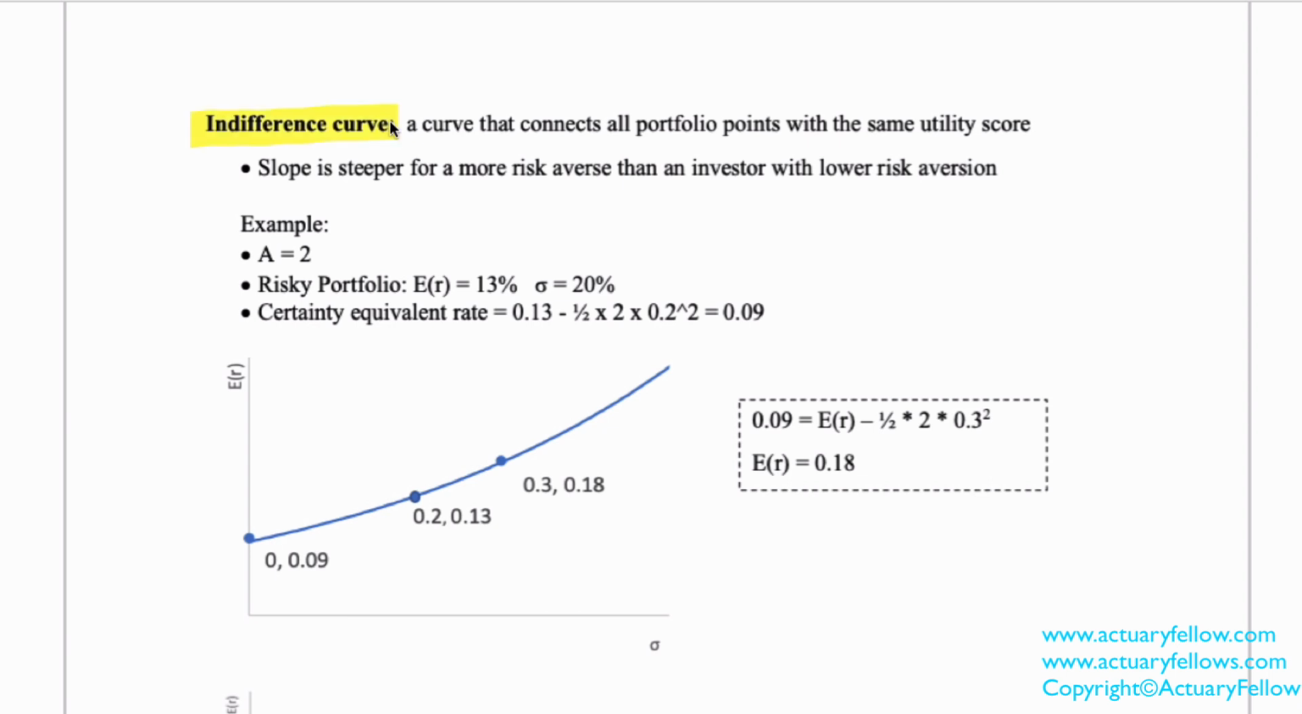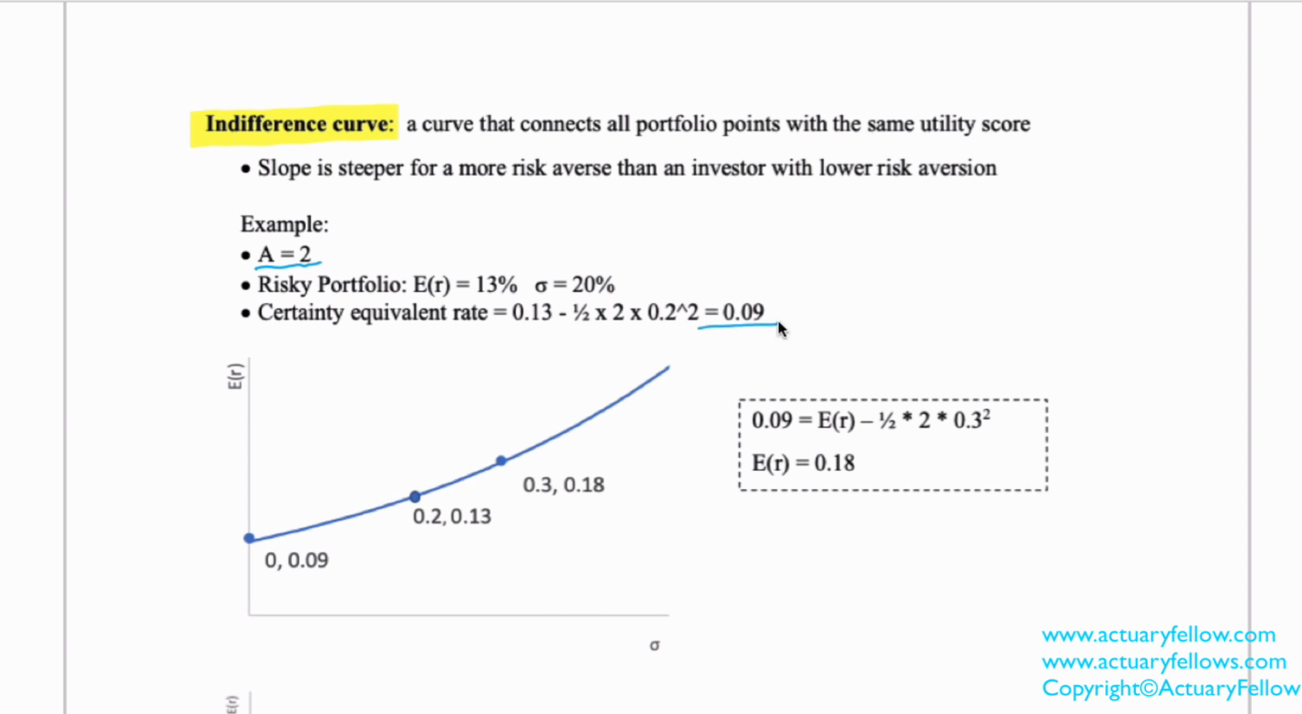It's the graphical representation of utility function. The portfolios on an indifference curve have the same utility. For example, an investor has risk aversion equal to 2. The risky portfolio expected return is 13% and standard deviation is 20%. The certainty equivalent rate of return is the expected return 13% minus 0.5 times 2 times variance of the risky portfolio 0.2 squared, equal to 0.09.